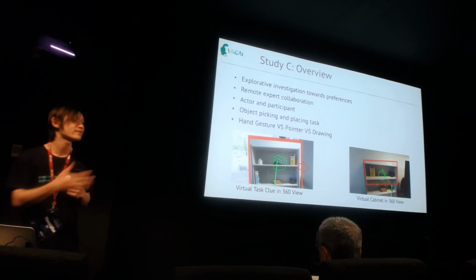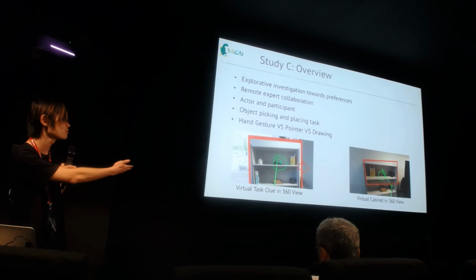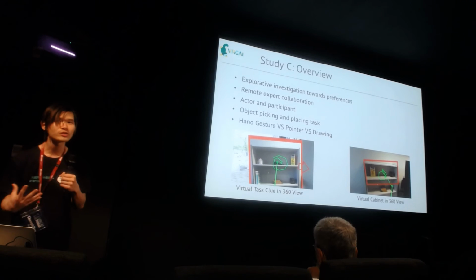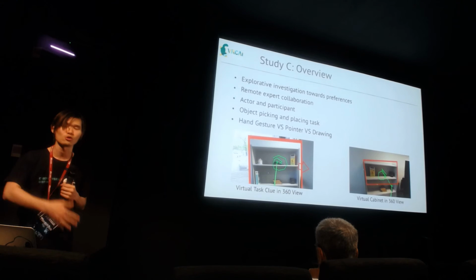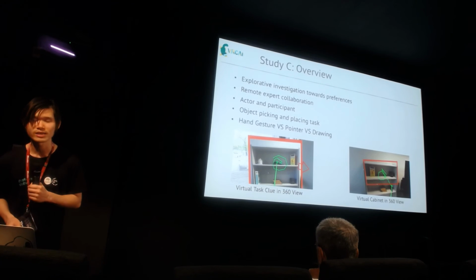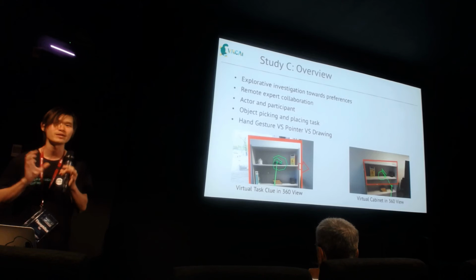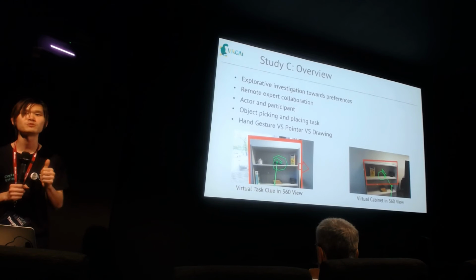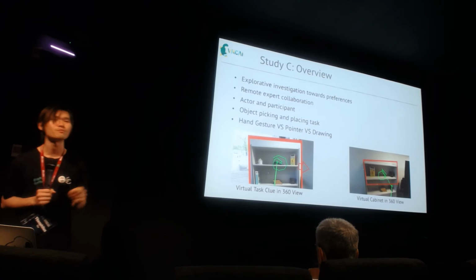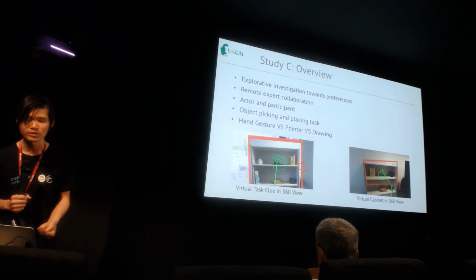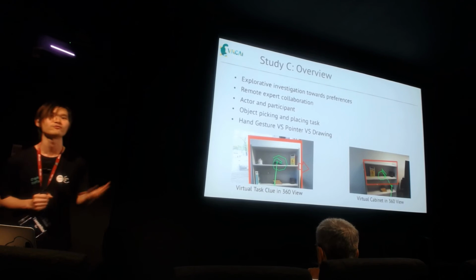But this time we give them the answer to the clue, which you can see in the bottom left side, and whoever is playing the remote role will look at the clue and try to instruct the local user in one single condition. What we do a little differently this time is that we have 6 objects they have to move. Of the 6 objects, 2 they have to do using hand gestures, another 2 using the pointer, and the last 2 using drawing.